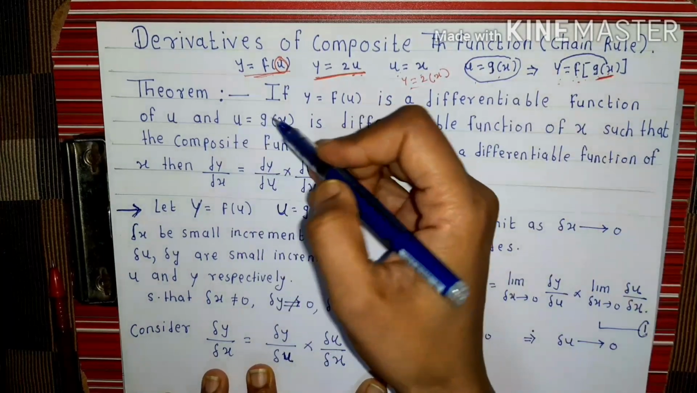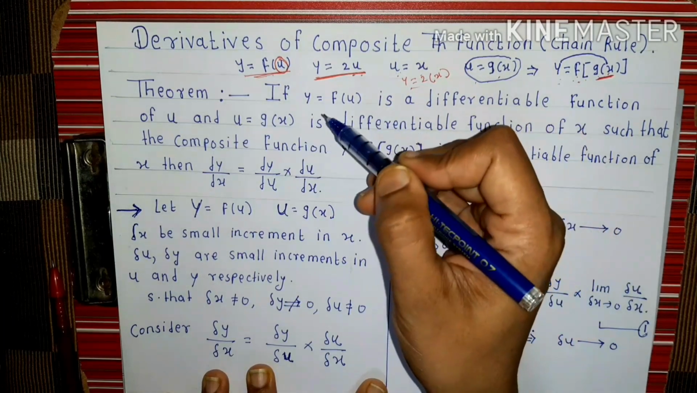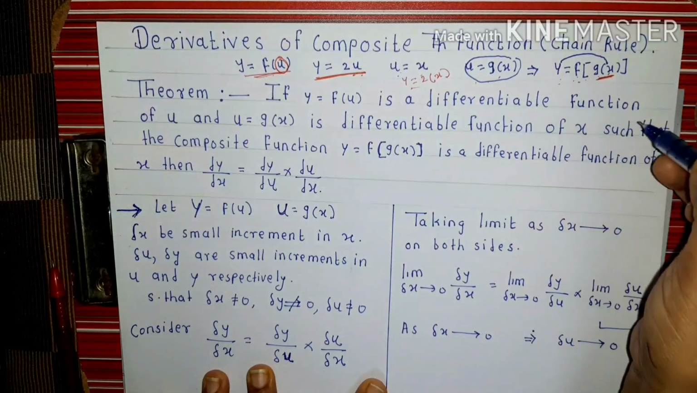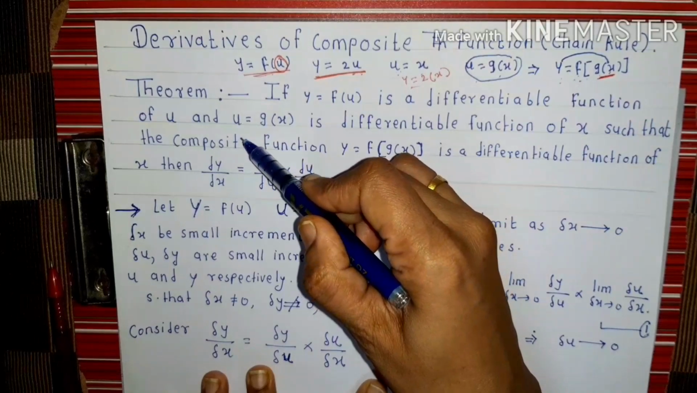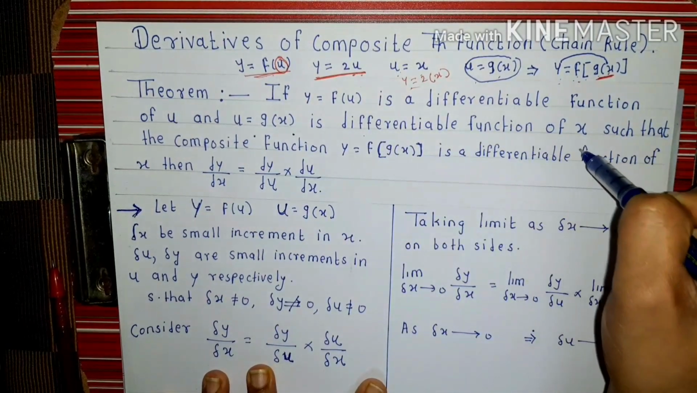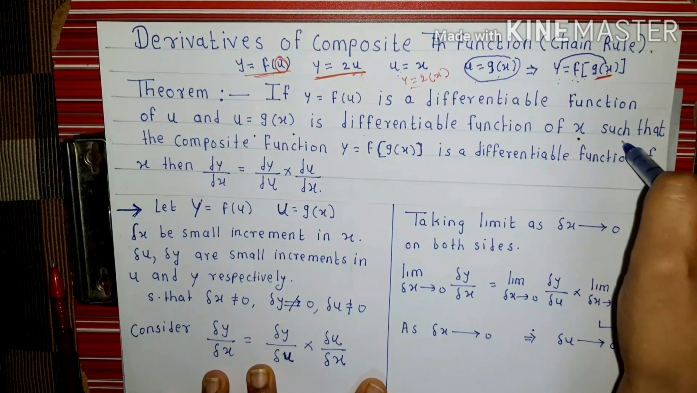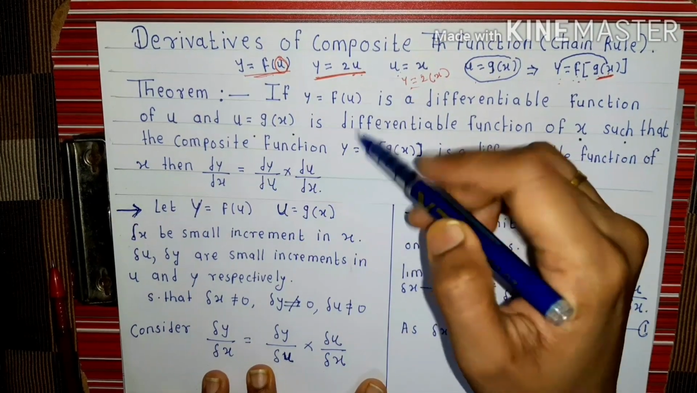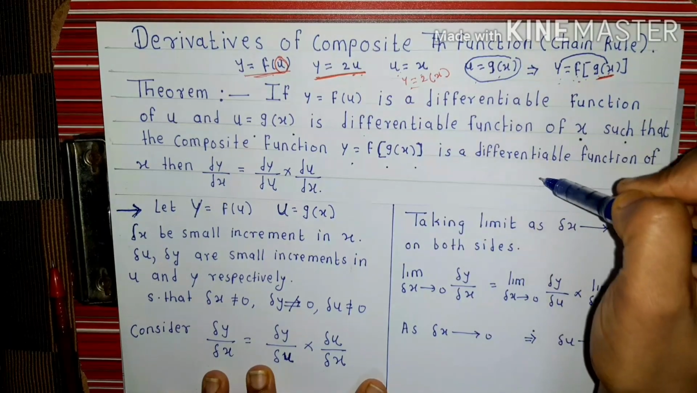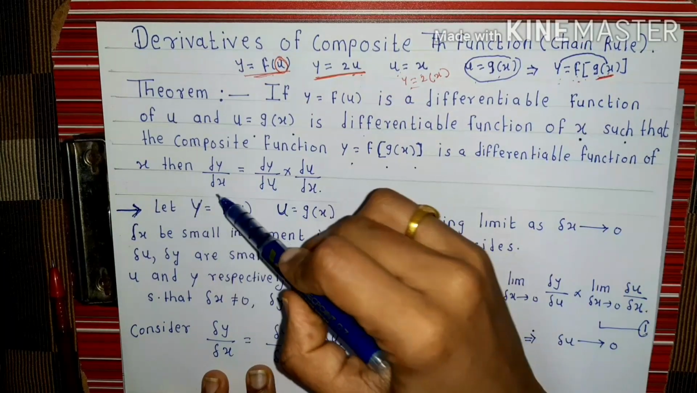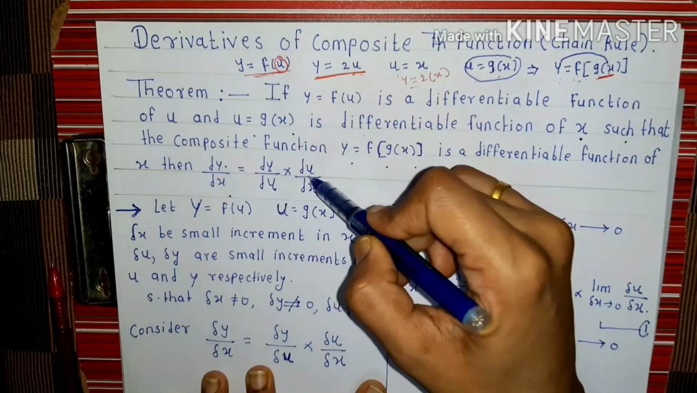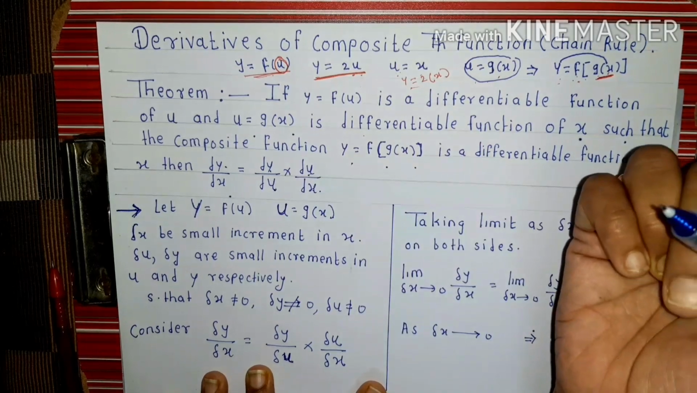Let the statement of the theorem be: if y equal to f of u is a differentiable function of u, and u equal to g of x is a differentiable function of x, such that the composite function y equal to f of g of x is a differentiable function of x, then dy by dx equal to dy by du into du by dx.